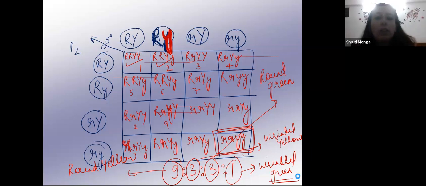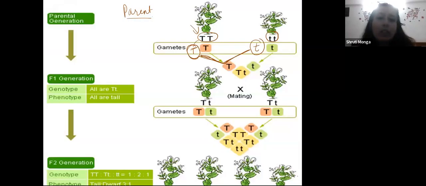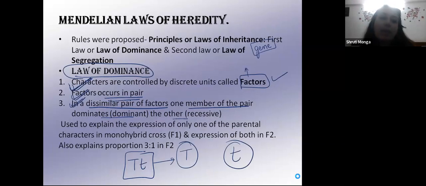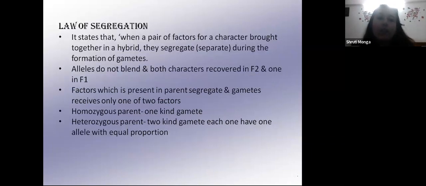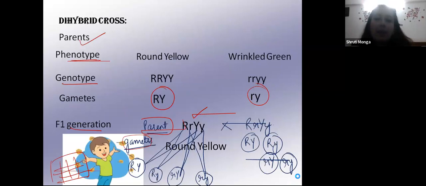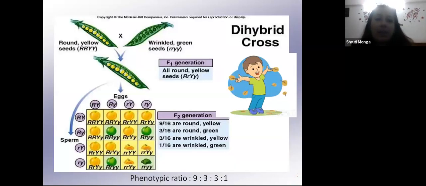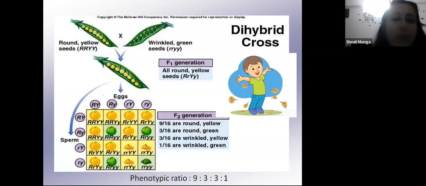Okay, come on. Tell me if the dihybrid cross is clear to you. Let me show you the last slide. I know the time is up and you must be waiting for me to end the class. But we are almost done. See this slide. This is the dihybrid cross that we have got, and this is the phenotypic ratio 9 is to 3 is to 3 is to 1. This you have to learn.